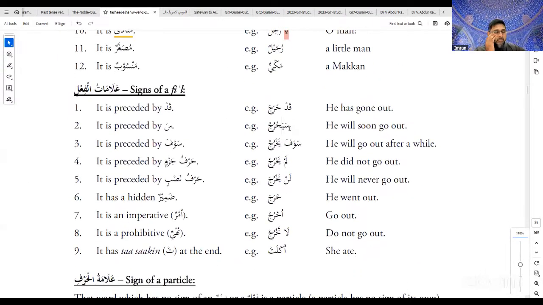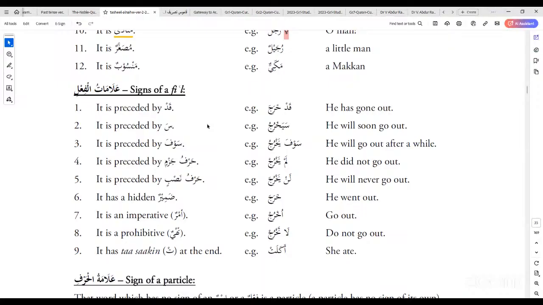So this is just a quick revision for yourself. Alamatul fi'l. When you're reading the Arabic text, these are the actual particles which will come before a verb. When you're reading a text and you don't know even the meaning of the verb, and you want to distinguish whether it's a verb or a noun, these are the things you need to look out for. So the first one, go for it.